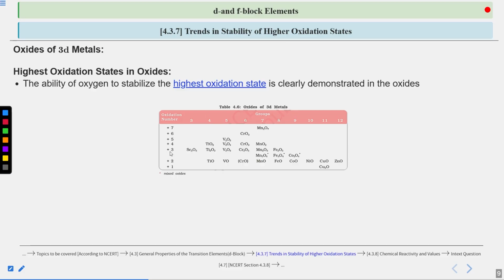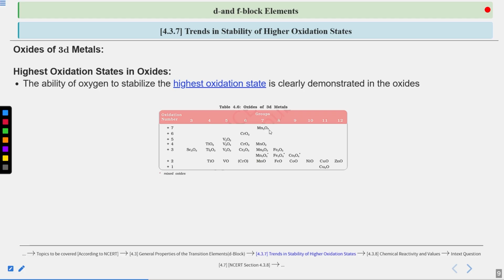The oxidation numbers present are +7 to +1, or you can say +1 to +7, right? And group 3, group 4, group 5, group 6, group 7, group 8, group 9, group 10, 11, and 12. The metals of the transition elements are given, forming the oxides.